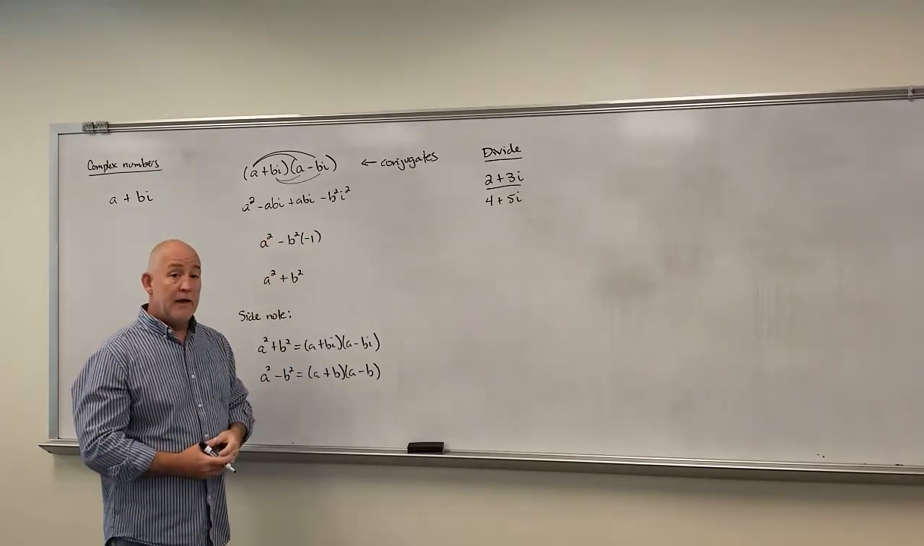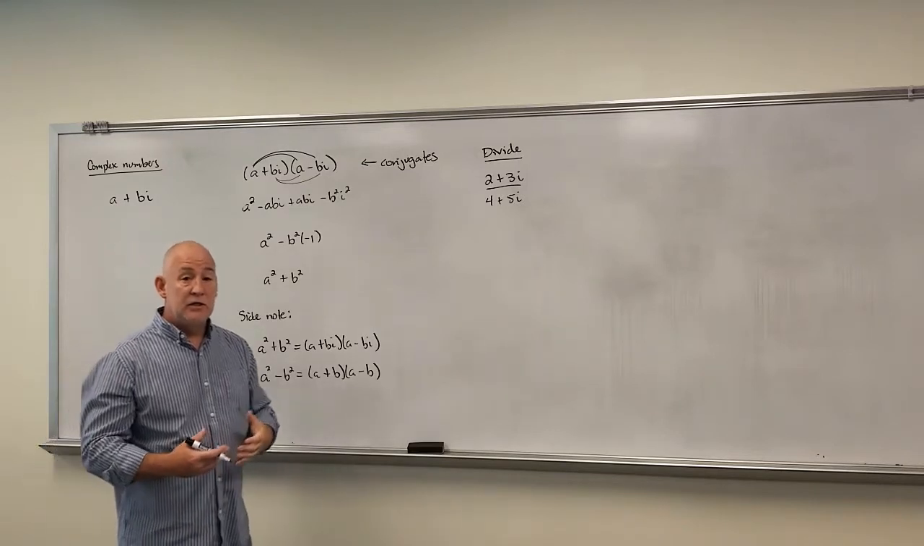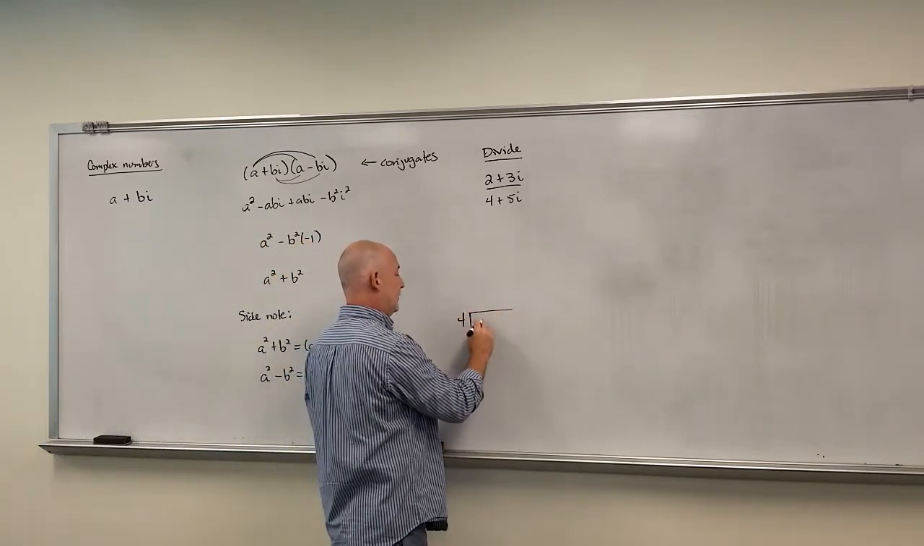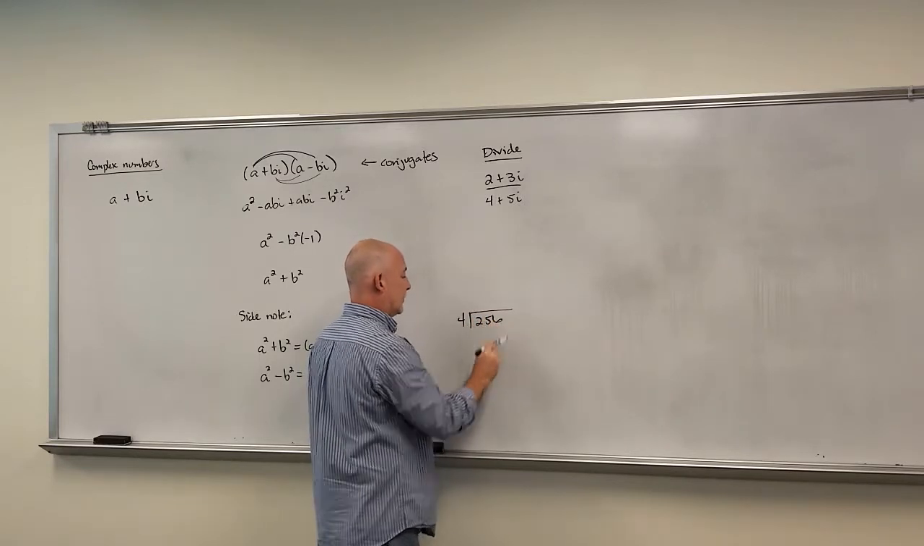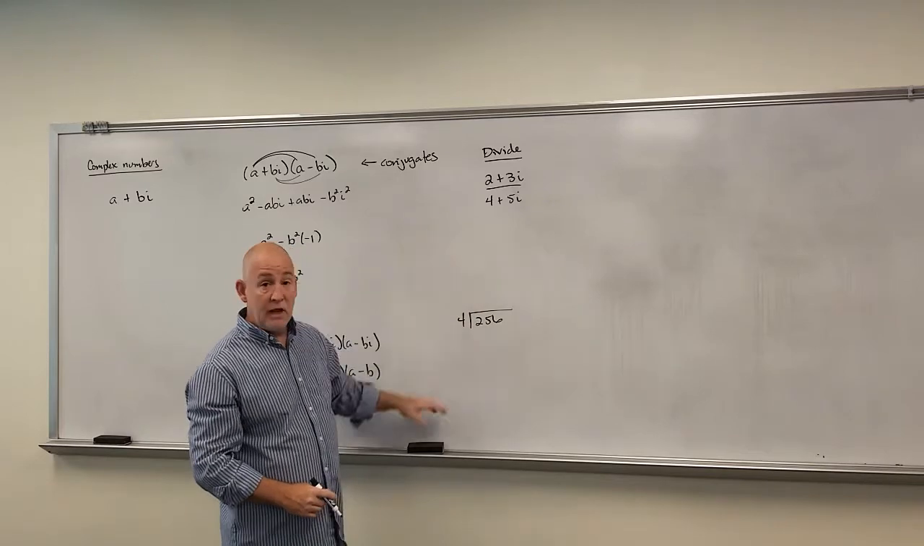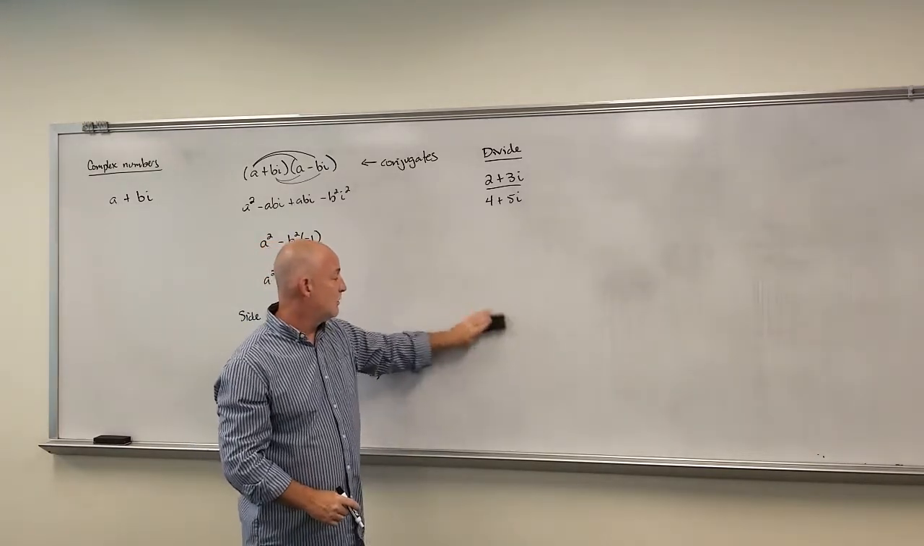A little bit of good news, bad news here. We don't actually divide complex numbers. You know, like when we did long division in the past, something like this, we had an algorithm to help us do long division. We don't have anything like that for complex numbers.